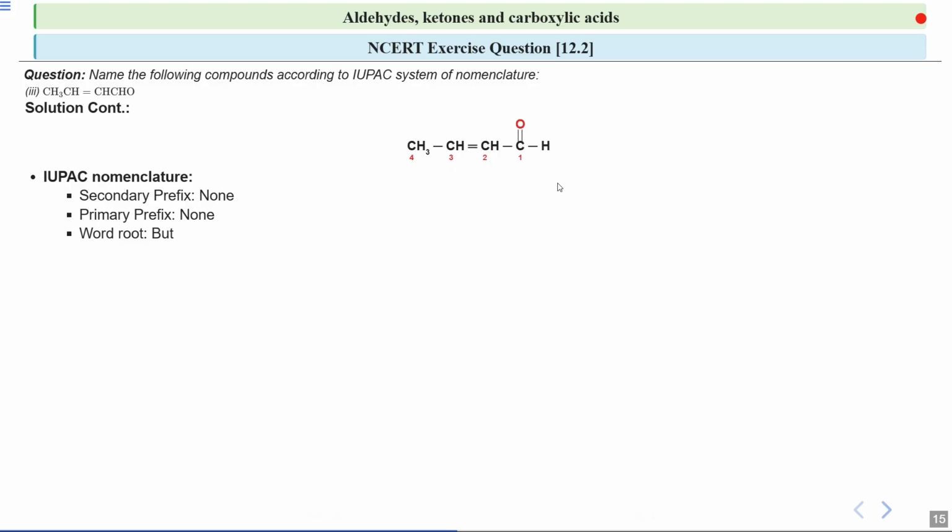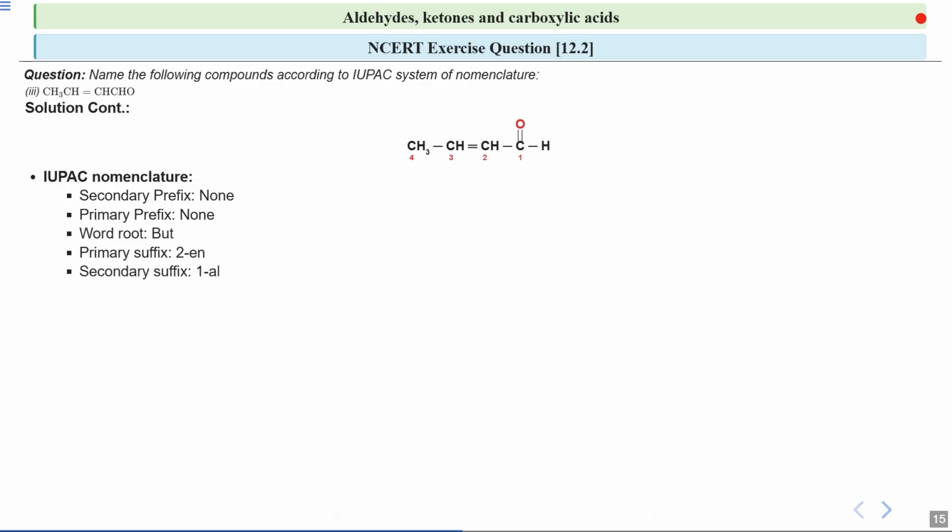Next we have the word root. The word root is the longest continuous carbon chain. Here we have 4 carbon atoms, 1, 2, 3, 4. So the root word will be but. Next, we have the primary suffix, which tells us about the types of bond present. If we carefully see over here, we have a double bond which is present starting at the second carbon. So the primary suffix will be 2-ene.